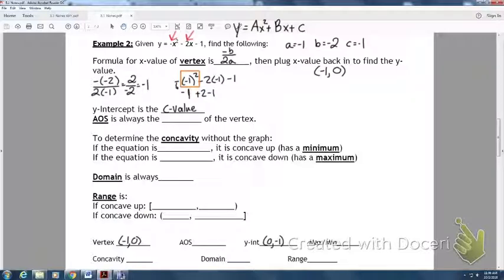Kate Sutter, what is the axis of symmetry? Okay, and so what would it be on this one? Just negative 1, or do I need to write something else with it? X equals negative 1.